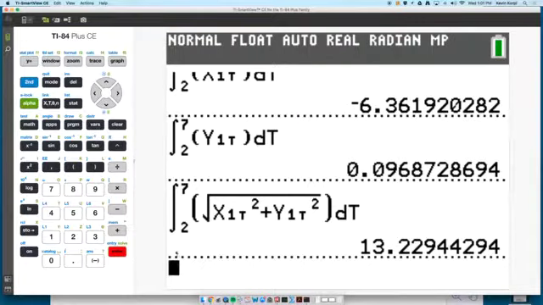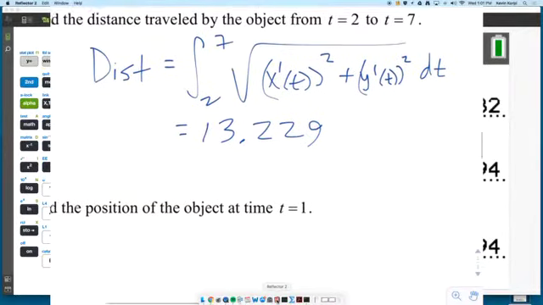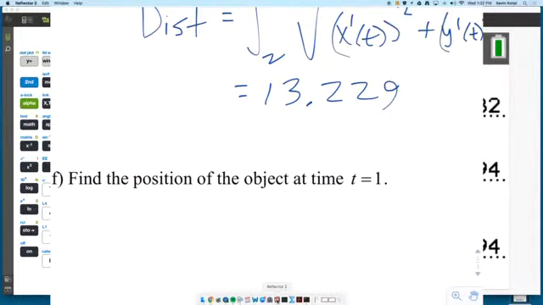13.229. And there are no units here, but that would be units of length, like feet, miles, inches, furlongs, whatever. Furlongs, yeah, you don't want to see that.